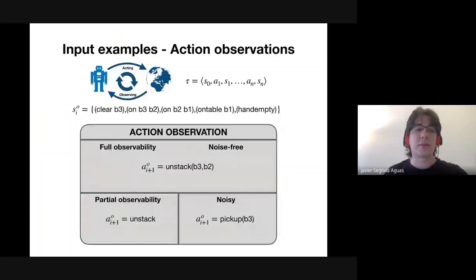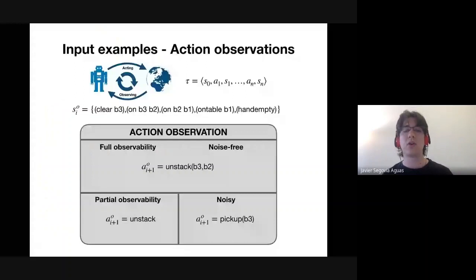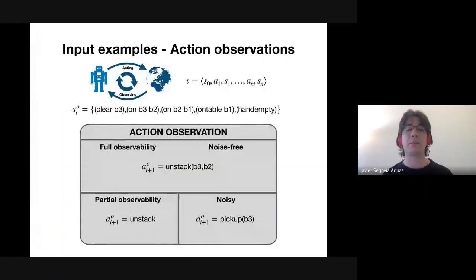And for action observations, we have this unstack, this example of full observable noise-free, then stack of a specific block from another block. Partial observability will be just the label or the action name, like we are unstacking something, but we don't know what. Or noisy, like we are picking up B3 while we don't know that below there is another block.